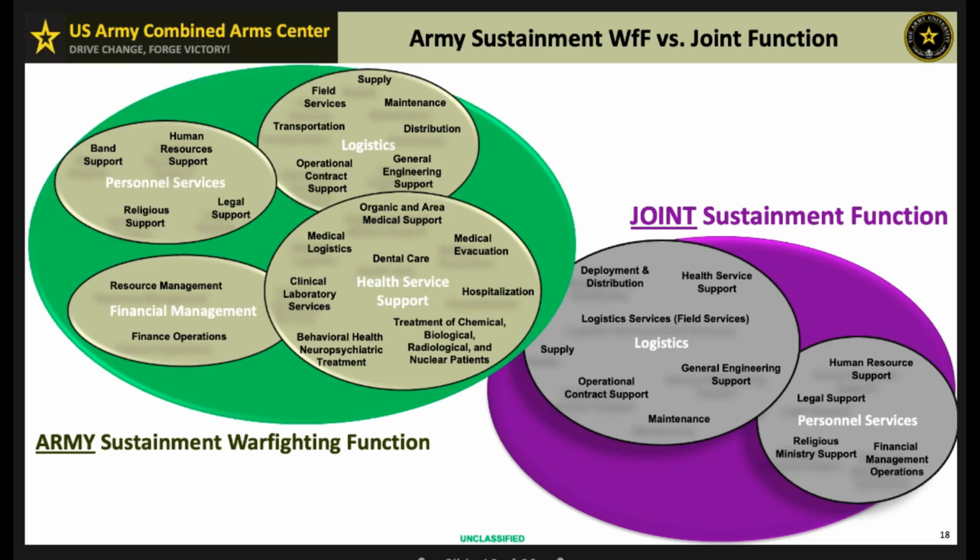So this Venn diagram on the right side of your slide shows the overlap between Army sustainment and joint sustainment. Note how this function consists of 2 categories, while the Army groups sustainment into 4 categories. Although similar, there are some differences. So see how health service support is a sub-function of joint logistics?